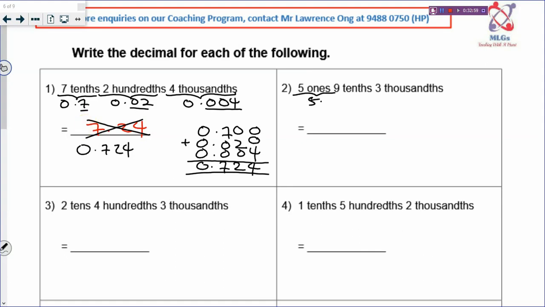And that's a whole number. You can change it into a decimal. 9 tens will be 0.9. 3 thousandths will be 0.003. Alright, so you have 3 decimal places. Then you add them all together.